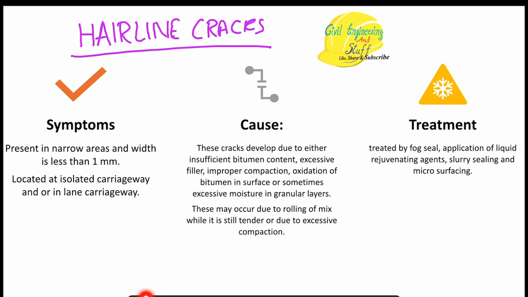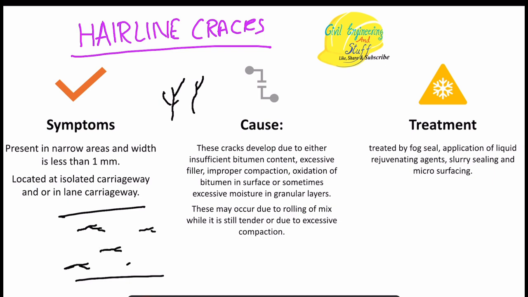Very small cracks, with a width of about 1 mm, that appear over the surface are what we call hairline cracks, and these are located at isolated points on the carriageway or in the lane carriageway. This means that throughout the carriageway they can occur or can be seen anywhere. Very small width cracks are what we call hairline cracks.